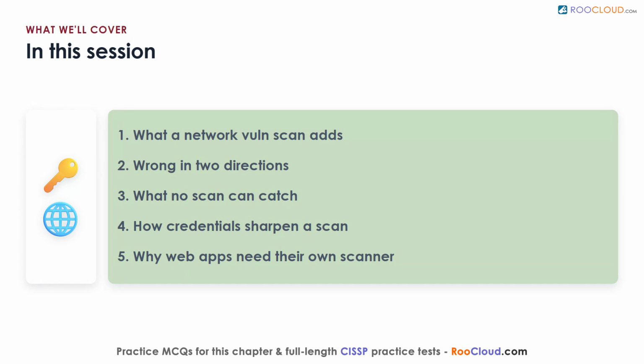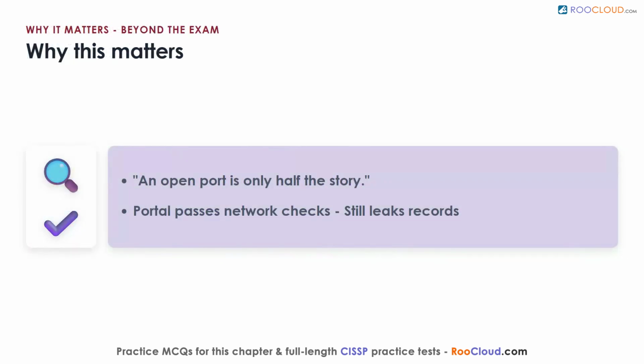We'll answer several questions. What does a network vulnerability scan add? How can a scan be wrong in two directions? What can no traditional scan ever catch? How do credentials sharpen a scan? And why do web applications need their own kind of scanner? Why does this matter beyond the exam?